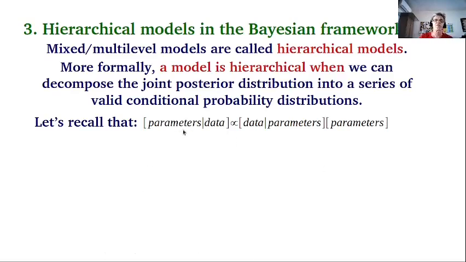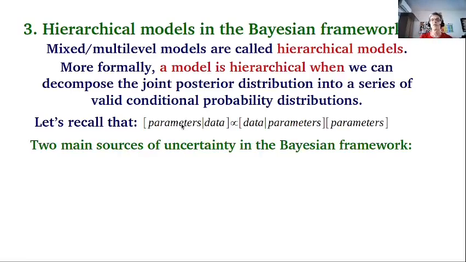So let's recall our fundamental equation of Bayesian parameter estimation. This is the posterior distribution of the parameters given the data. This is proportional to the data given the parameters. This is the likelihood. And this is the prior distribution of the parameters, that is, what we know about the parameters before seeing our data. This is where our data modifies the prior distribution to give us the posterior distribution, which is the goal of Bayesian inference.